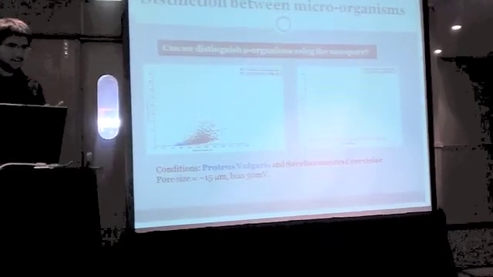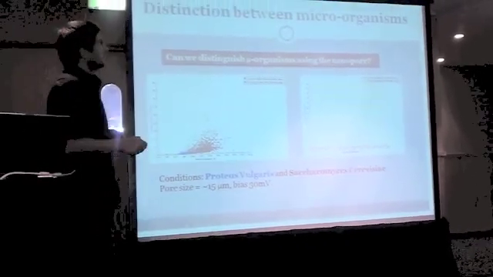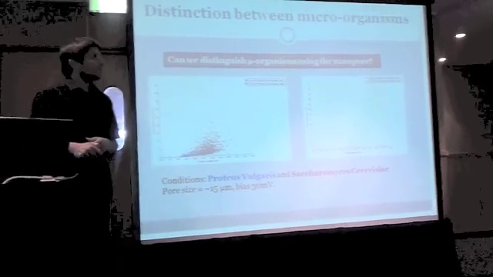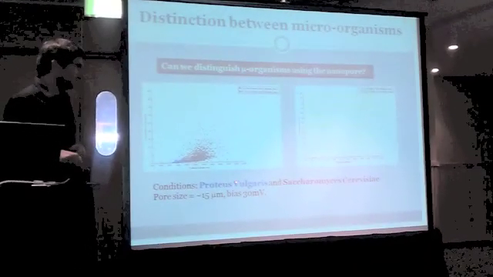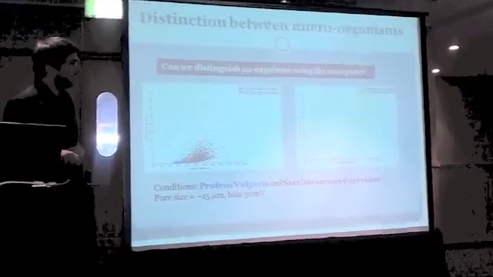And then this is actually the last experiment I'll be showing you today. Can we distinguish different microorganisms with the nanopore? In this experiment, we try to compare a bacterium that we've seen before, Proteus vulgaris, and just something basic, baker's yeast.